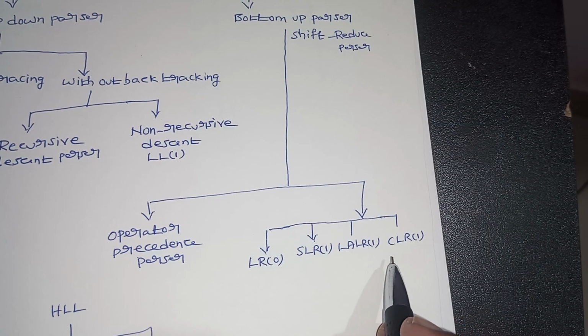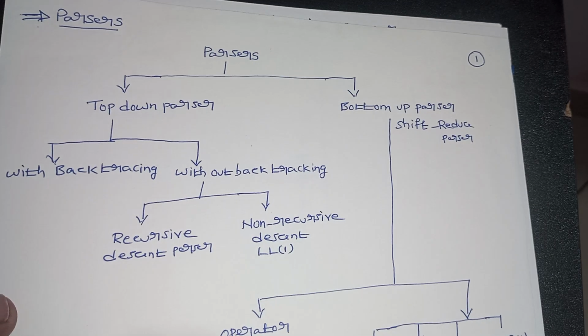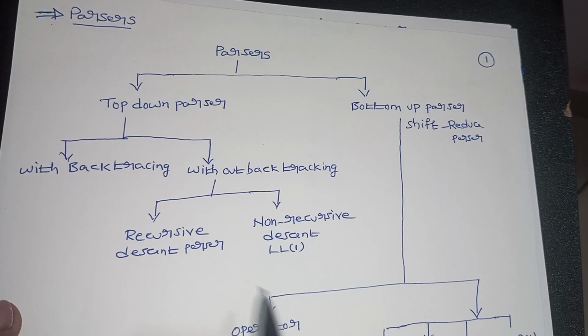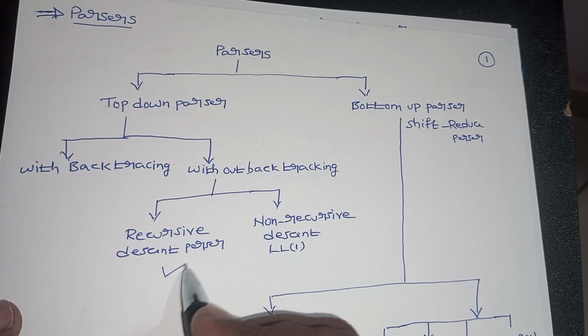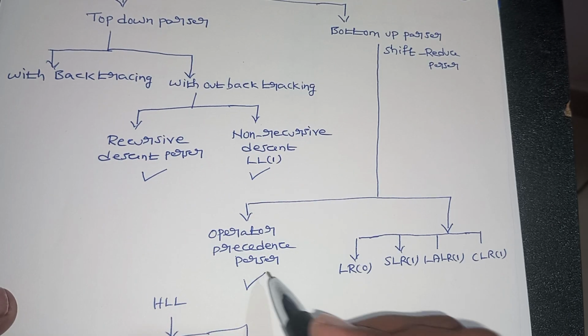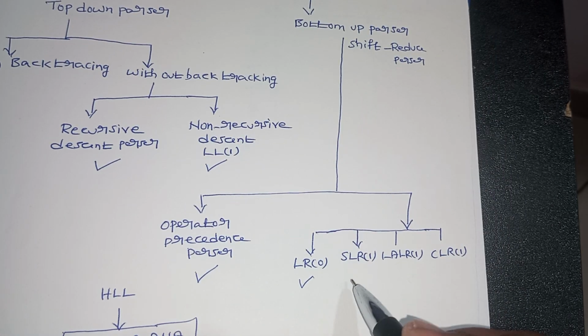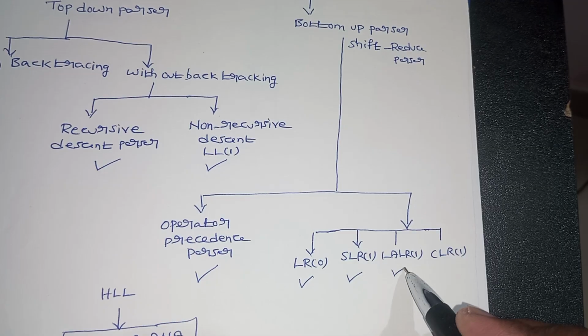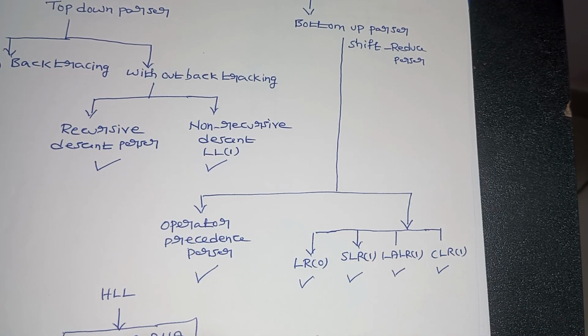So these are the types of parsers. How many do we have? One is the recursive descent parser, then the LL(1) parser, and then the operator precedence parser. Then LR(0), SLR(1), LALR(1), CLR(1). These are the types of parsers.